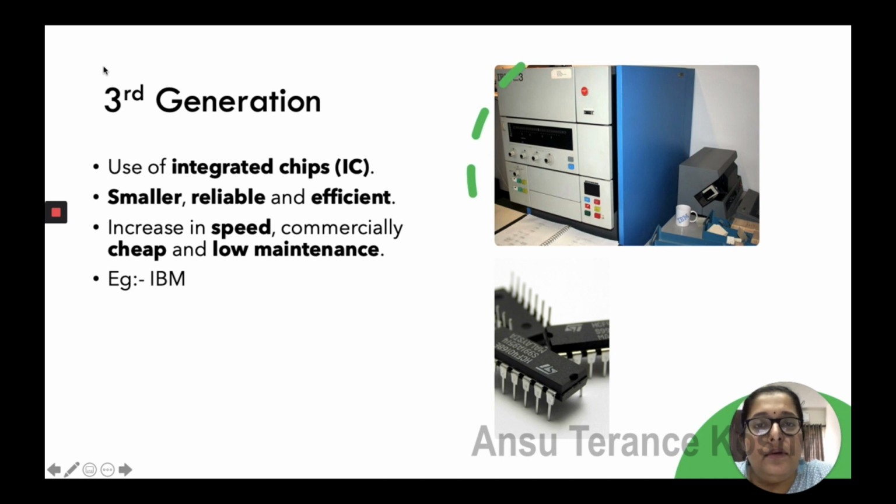Example is IBM or International Business Machines.